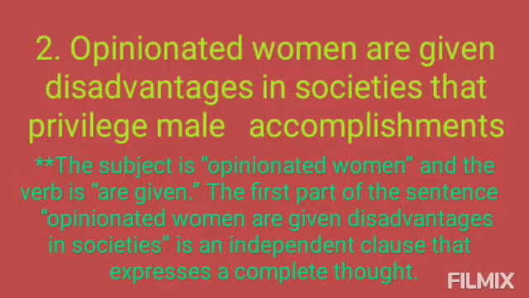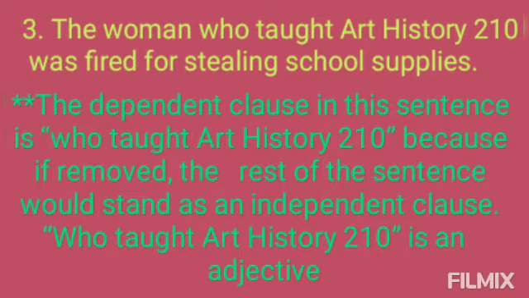Number 2. Opinionated women are given disadvantages in society that privilege male accomplishment. Let me read once. Opinionated women are given disadvantages in society that privilege male accomplishment. The subject is opinionated women and the verb is are given. The first part of the sentence, opinionated women are given disadvantages in society, is an independent clause that expresses a complete thought.